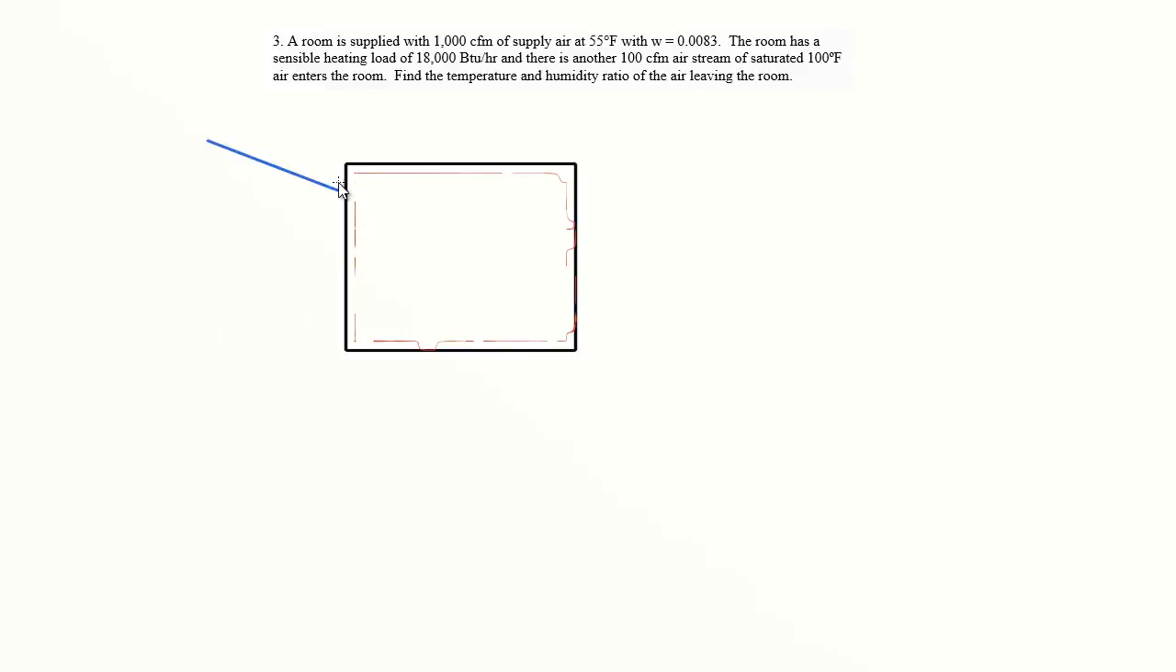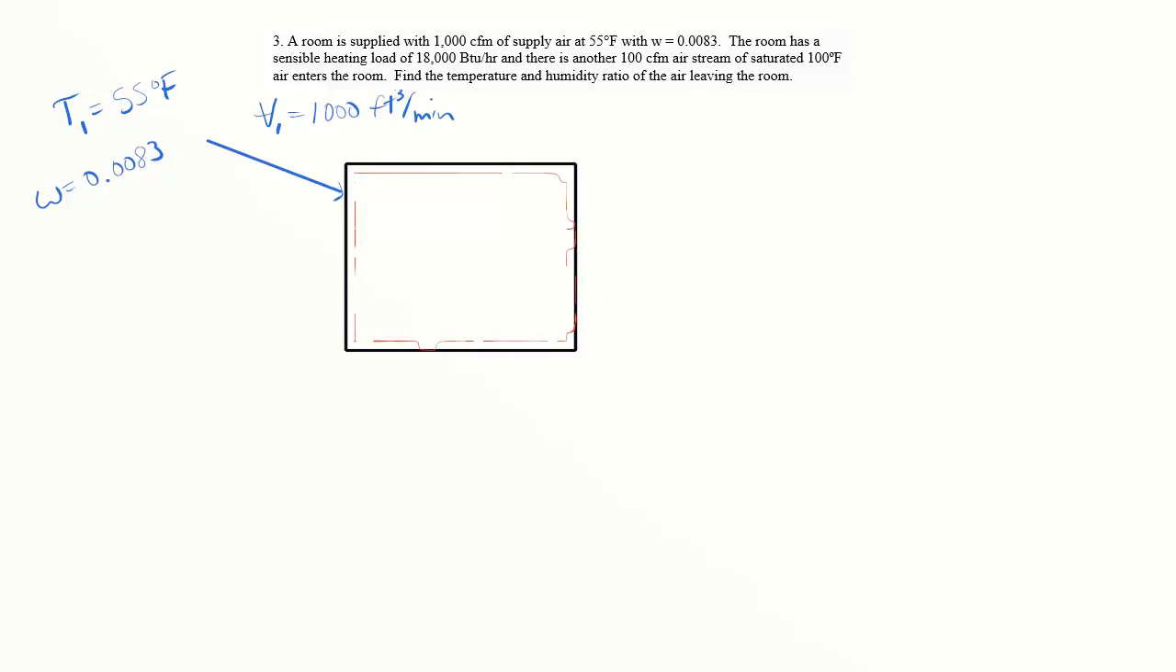We have some supply air, and we know that we have a volumetric flow of 1,000 cubic feet per minute, or CFM. We also know this temperature here, I'm going to call this state 1, is 55 degrees Fahrenheit, and it has a humidity ratio of 0.0083. This is very common supply temperature conditions for a space.